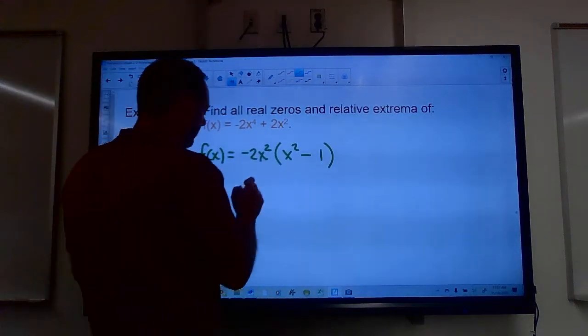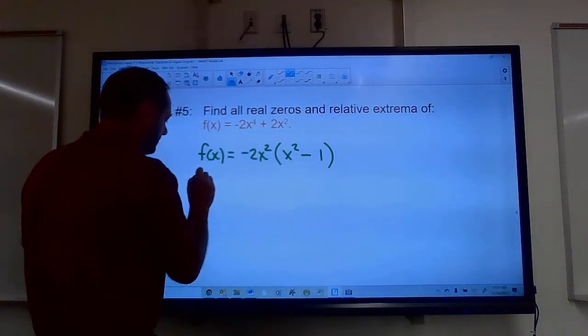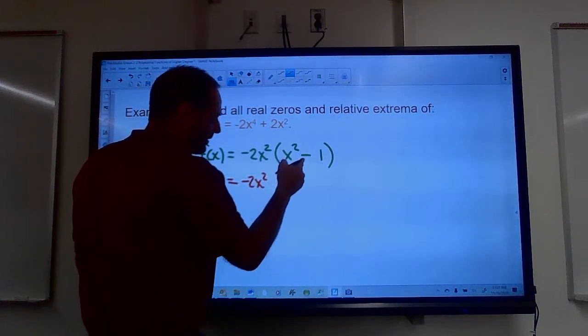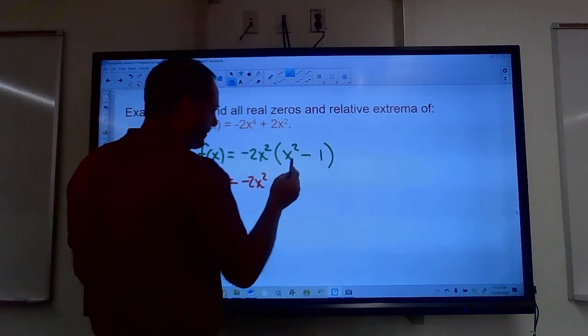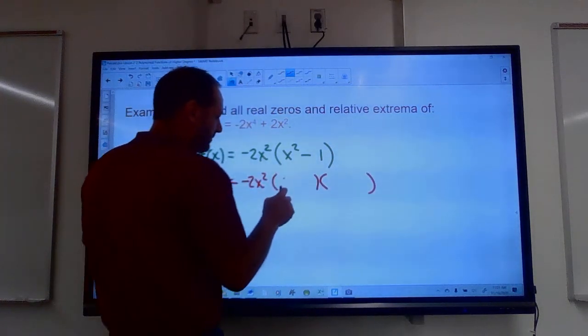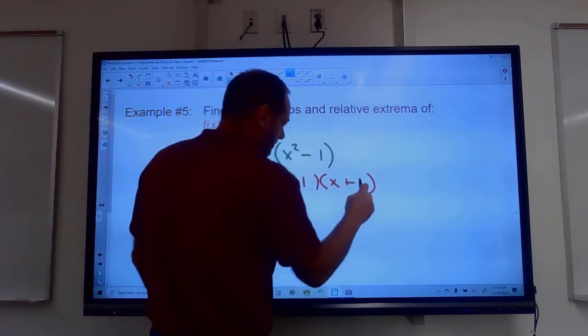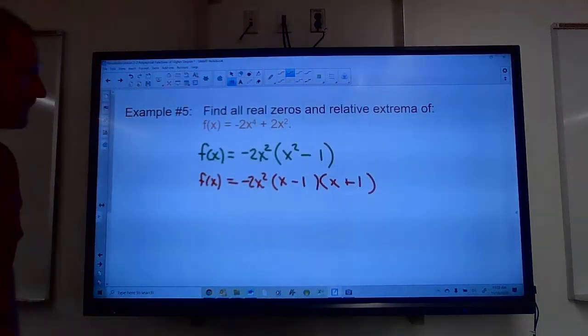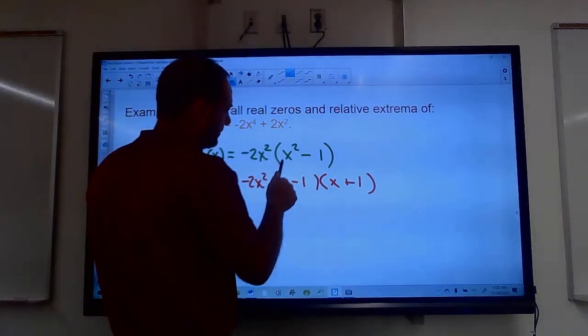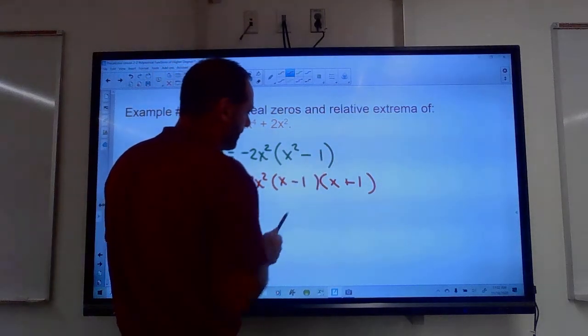Now I can factor this further. Negative 2x squared times this, which is a difference of two perfect squares. You should recognize that from last year. So this is going to be x minus 1, x plus 1. Remember, a perfect square is a number where, if you square root it, you get a whole number. If I square root this, I get x, and if I square root this, I get 1.